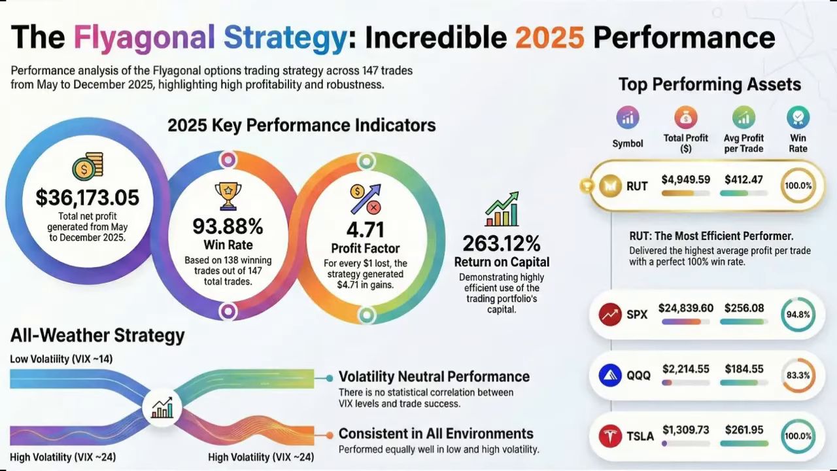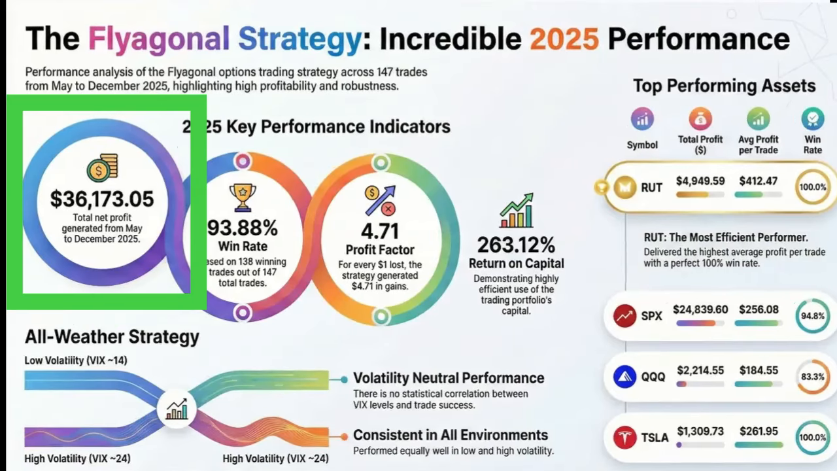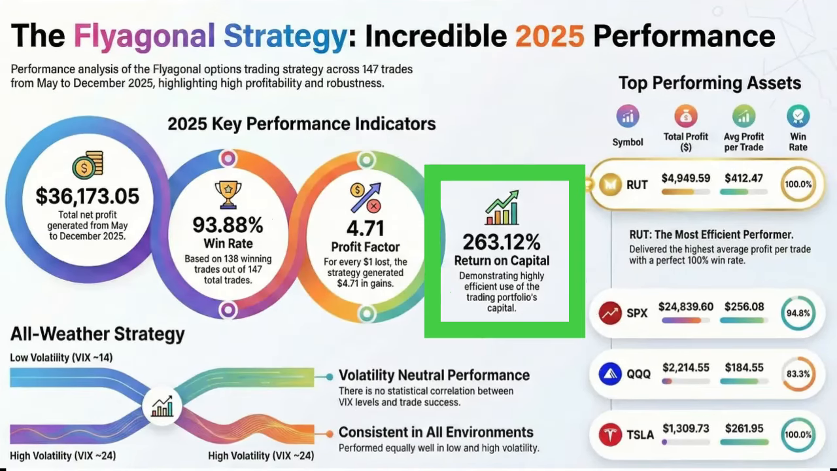Well, a net profit of over $36,000. Now, that number alone is pretty impressive, right? It speaks to the raw power we were talking about. But as you know, profit is never the whole story. See, making money is one thing, but how efficiently did you make it? The return on capital for this period was a massive 263%. I mean, just let that sink in for a second. For every single dollar of capital at risk, the strategy generated more than $2.50 in profit. That's not just good, that's just incredible efficiency.